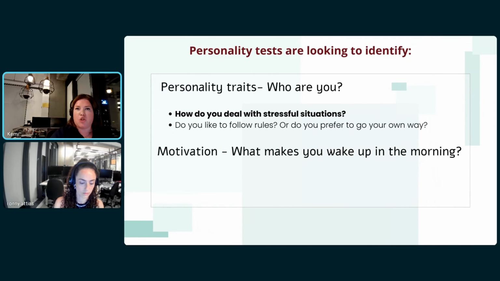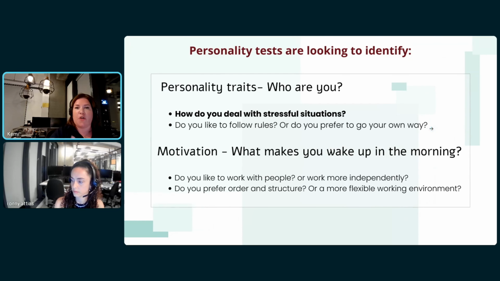Also, traits like, do you follow rules or do you prefer to go your own way? These are aspects of personality which arguably you're not likely to change that much. It is who you are as a person. The personality assessment will learn this about you as you answer the personality assessment.